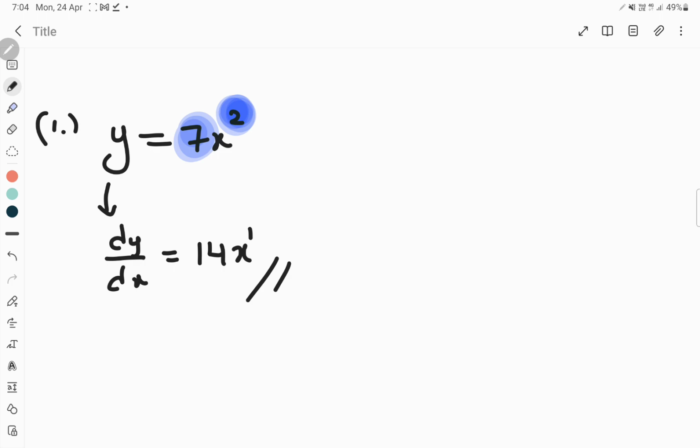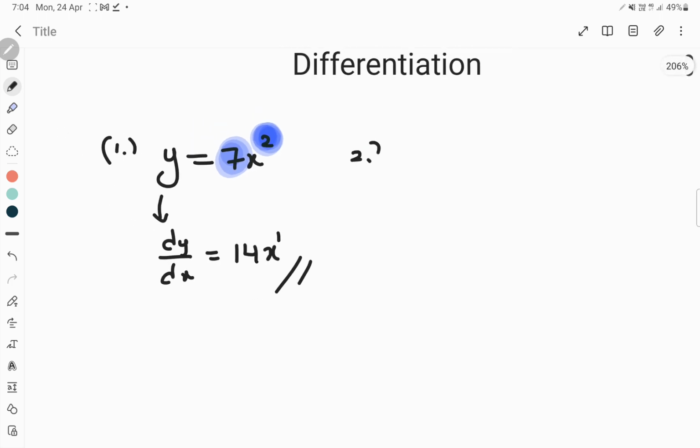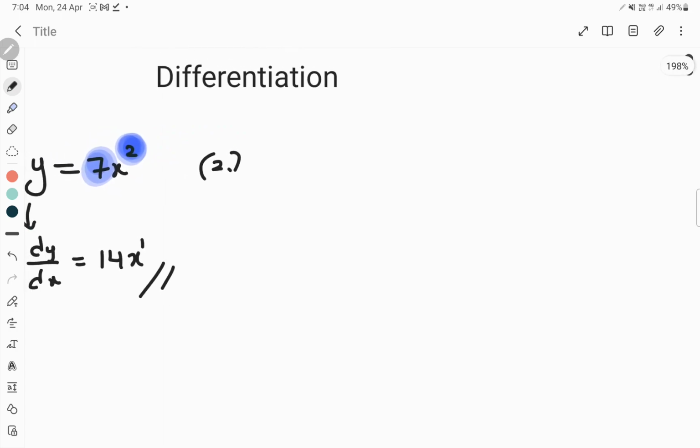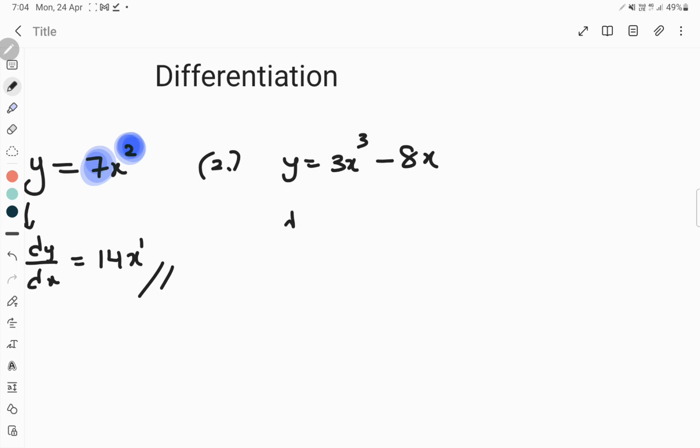Alright, let's take another example. So y is equal to 3x cubed minus 8x. So what's the differential of this? Alright, it's going to be dy over dx is equal to, you multiply 3 by the front number, so that's going to be 3 times 3, 9x. Then you subtract 1 from the power, so it's going to be 2.